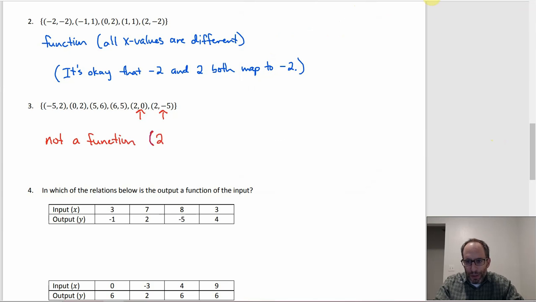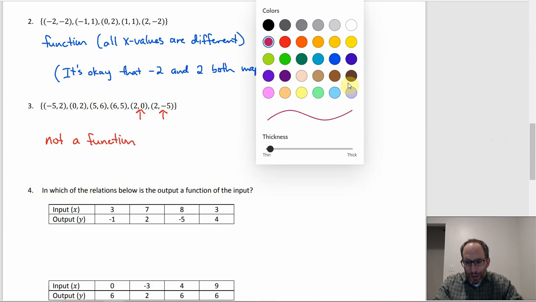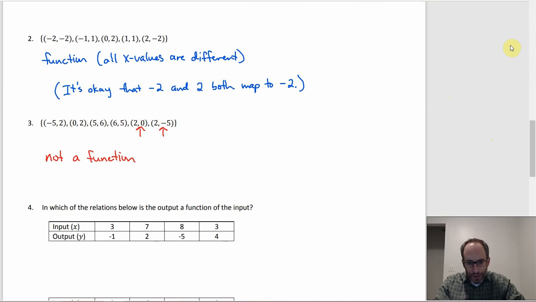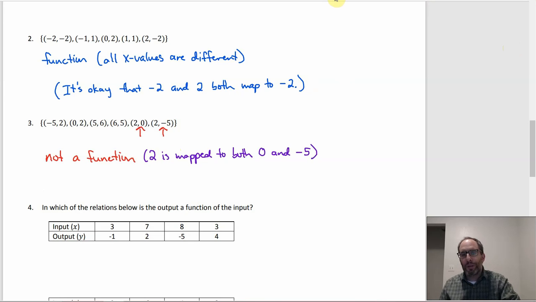And actually, I'll just make it purple so it sticks out more. All right, so the reason being is that 2 maps to both 0 and -5. Now I'm trying to write too fast. So 2 is mapped to both 0 and -5. So one value getting mapped to two different ones, that's when you don't have a function.